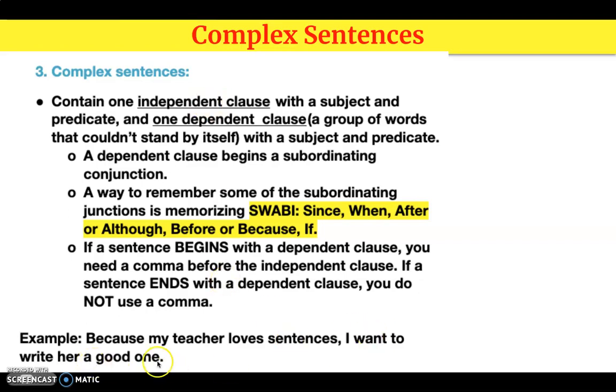I want to write her a good one. That's a simple sentence. That stands on its own two feet. Now here's the kid part of the sentence. Because my teacher loves sentences. Do you notice that? If I just say, because my teacher loves sentences, aren't you waiting for me to say the rest? Aren't you kind of confused? Like you're kind of waiting for me to explain myself?